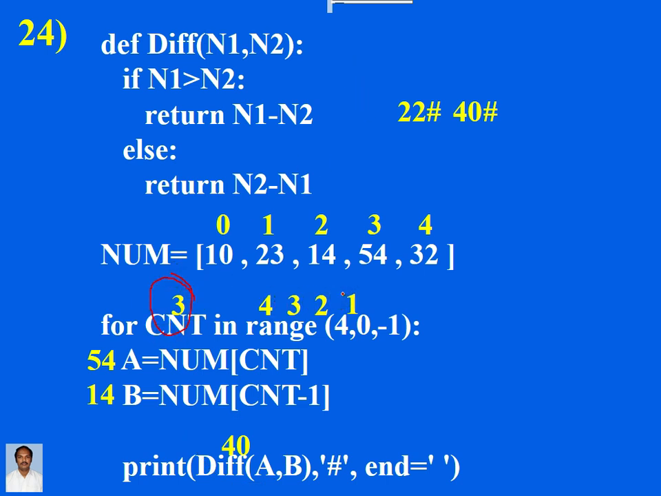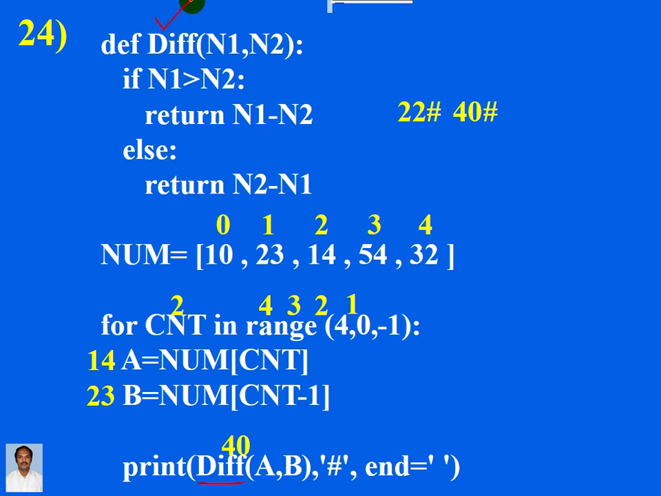CNT takes the next integer in the range, that is 2. So CNT is 2. Num of 2 will give you 14. So your A contains 14. CNT is 2. 2 minus 1, 1. Num of 1 will give you 23. So B contains 23. Now you call the function.